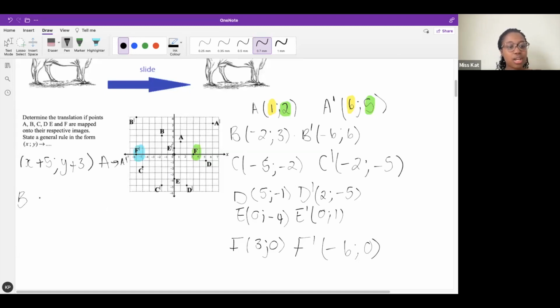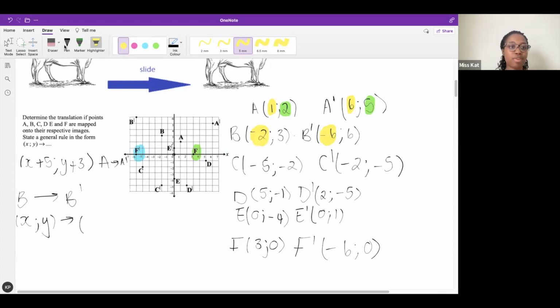So you say, to get from B to B prime, right? You're going to say the coordinates for B are just X and Y. And if you're going to B prime, let's start with the X's for B prime. How do I get from -2 to -6? It's all right, Novuyo, welcome. How do I get from -2 to -6?